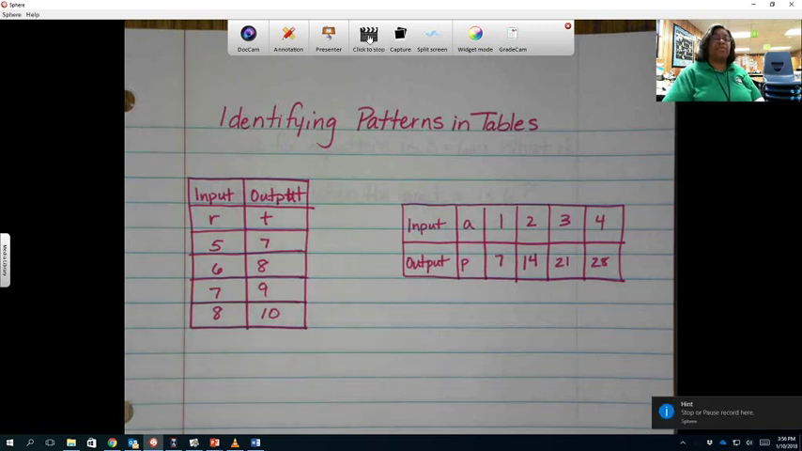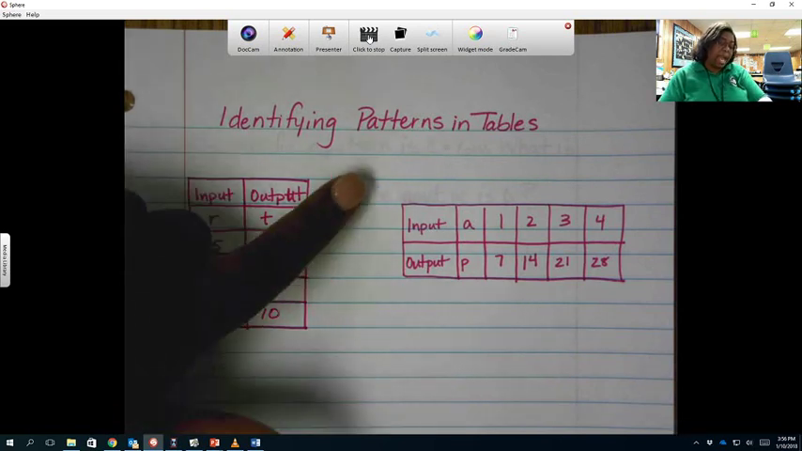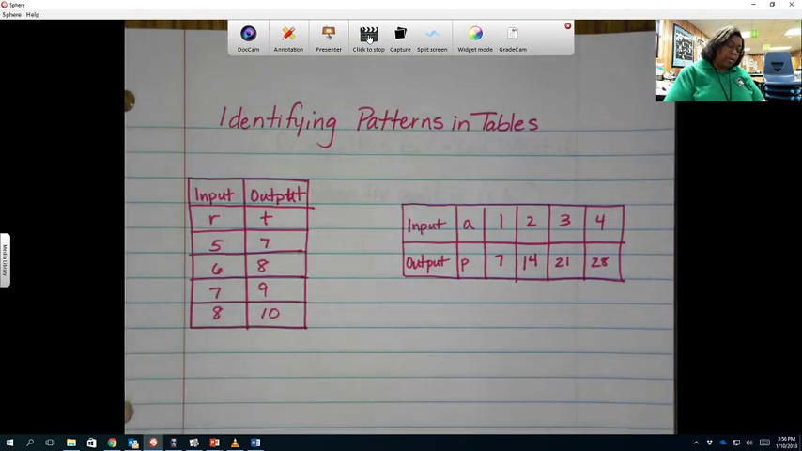Good afternoon, and here is your daily math recap on identifying patterns in tables. So I've got two different tables here.